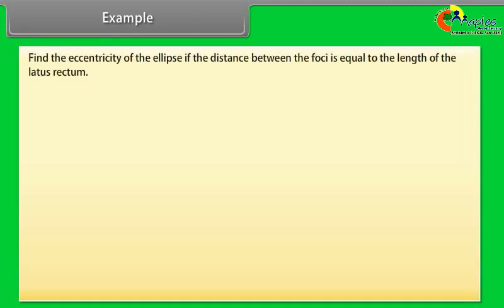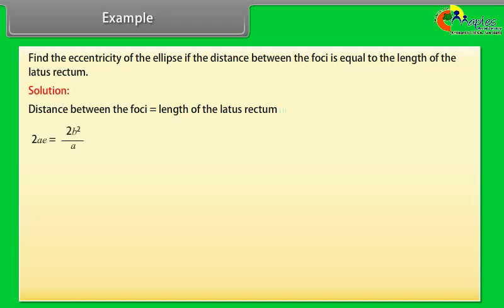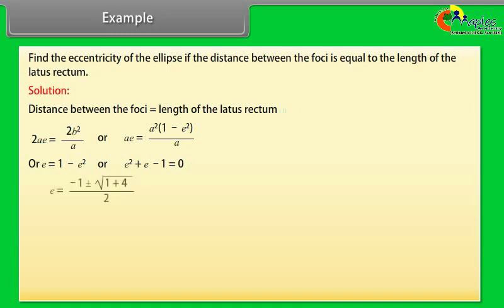Example: find the eccentricity of the ellipse if the distance between the foci is equal to the length of the latus rectum. Solution: distance between the foci is equal to the length of the latus rectum. 2ae is equal to 2b squared upon a, or ae is equal to a squared into (1 minus e squared) upon a, or e is equal to 1 minus e squared, or e squared plus e minus 1 is equal to 0.